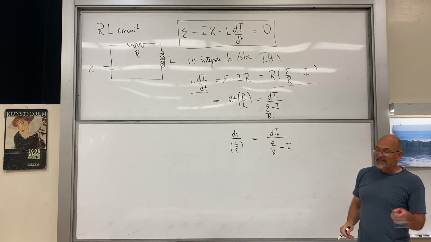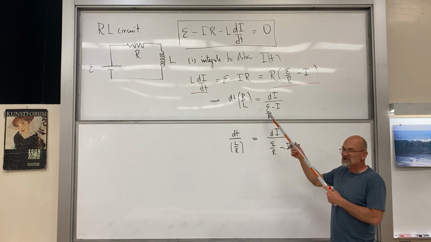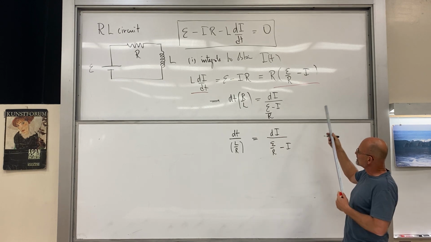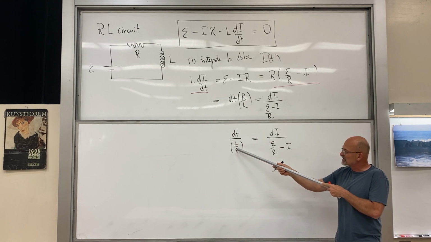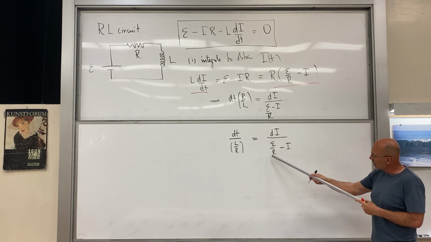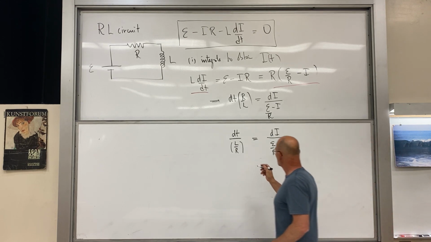So the way I just caught that mistake was that I was looking at dimensionless expressions on one side, and then I have to have a dimensionless expression on the other side. So this really is dimensionless. L over R is actually a time, and of course I in the numerator and E over R and I in the denominator have the same units. Okay, so good. So let's go ahead and integrate this.